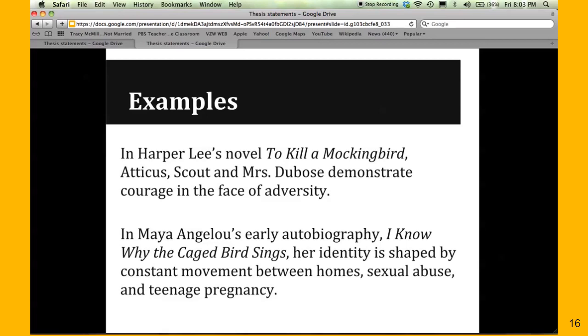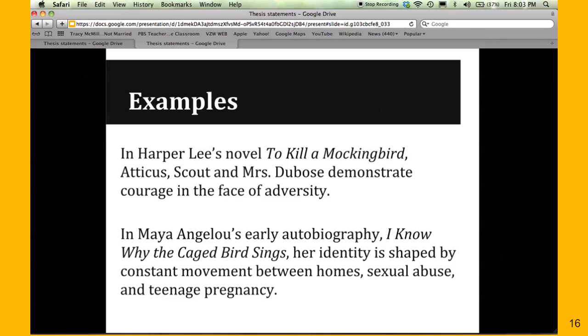And then this is clearly an essay on the theme of courage, but I've identified my 3 main points, which are the 3 characters I'm going to talk about, 1 character per body paragraph. So my reader knows that my first body paragraph is going to be all about Atticus and how Atticus demonstrated courage in the face of adversity. My second body paragraph will be all about Scout and how she demonstrates courage. And my third body paragraph will be all about Miss Dubose's courage.